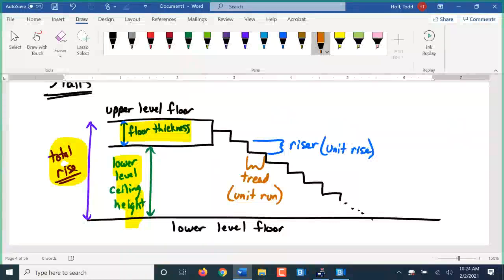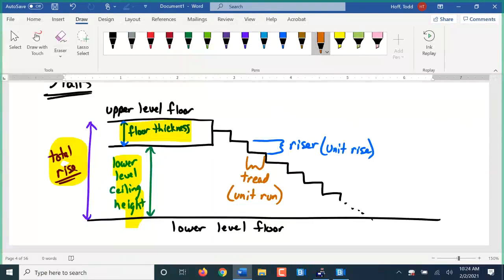Unit rise, or the height of the riser, code used to limit that to 9 inches, and I think they may have cut that down. It might be less than 9 inches that you can go for that now. You can't go too tall with your risers. Typically, we stay about 7 inches for the unit rise. So the riser height stays right around 7 inches if we can.